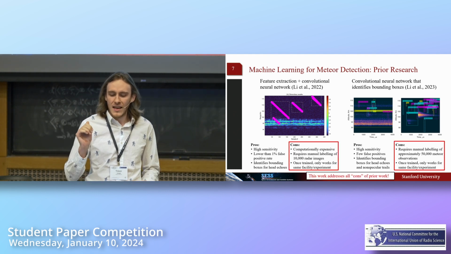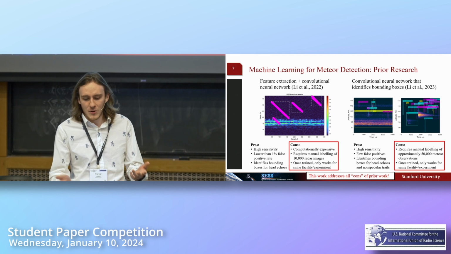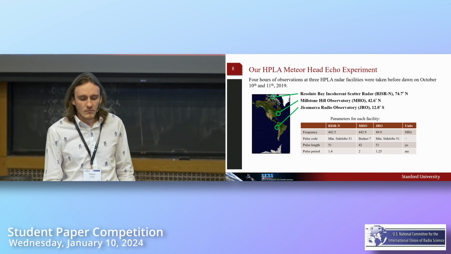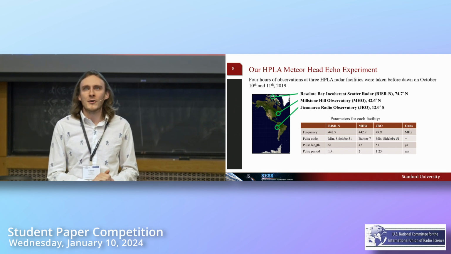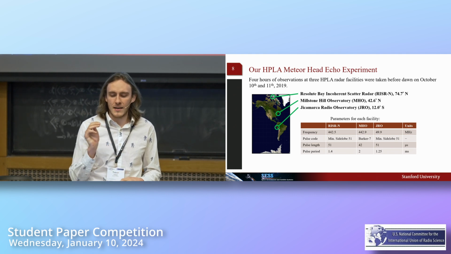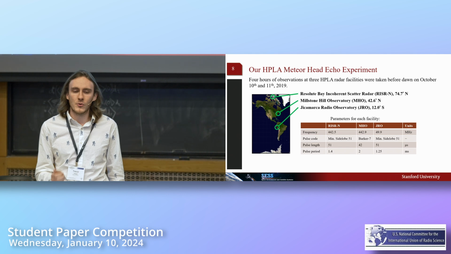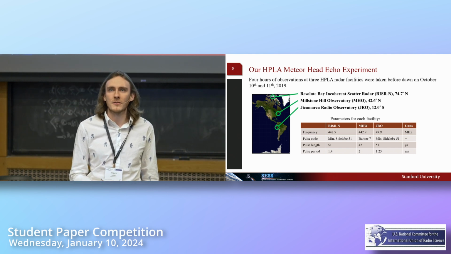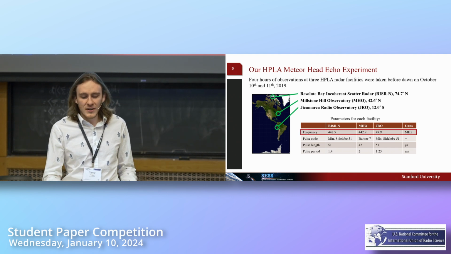So my method will address all of these downsides of the prior work while also being similar in what it does well. In order to do machine learning, we need to have some data. So we performed 4 hours of observations at 3 different HPLA radar facilities: Resolute Bay Incoherent Scatter Radar near the North Pole, Millstone Hill Observatory in Massachusetts, and Jicamarca Radio Observatory at Lima, Peru, near the equator. And every facility has its own quirks.